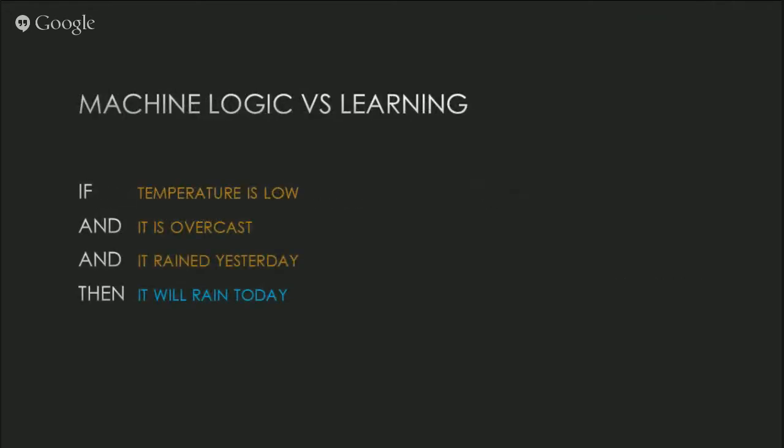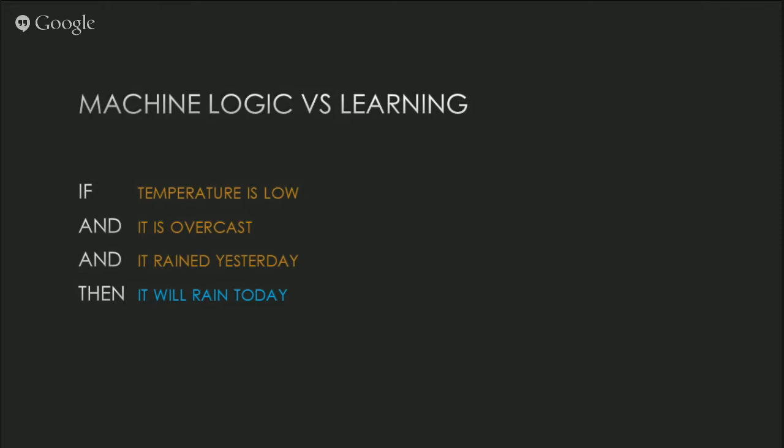Now, as developers, on a given day, we're constantly writing logic. We do stuff like this all the time. We write, if temperature is low and if it's overcast, and if it rained yesterday, then it will rain today, or at least there's a likelihood that it will rain today. And it might seem, if you haven't really worked with machine learning, that artificial intelligence is about writing lots of logic into the computer.